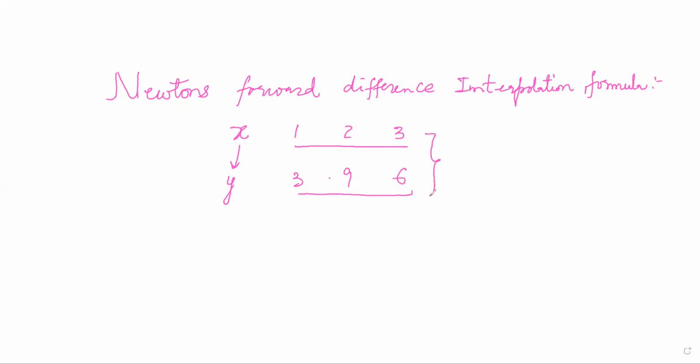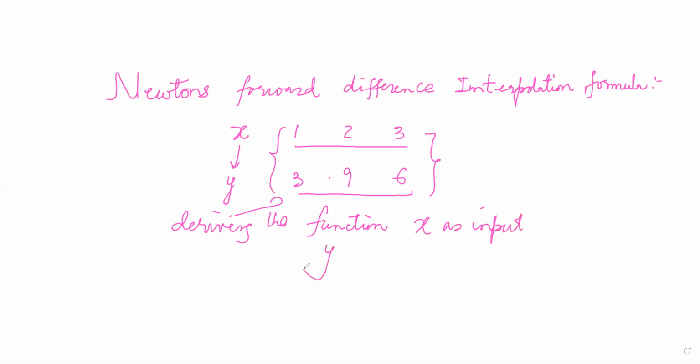The technique is assuming a polynomial, or assuming a function, or we can say deriving a function, I should say. The concept is deriving the function to which we give x as input and obtain y as output. What I mean to say is, the problem is quite simple. We are given the values of x and the values of y.